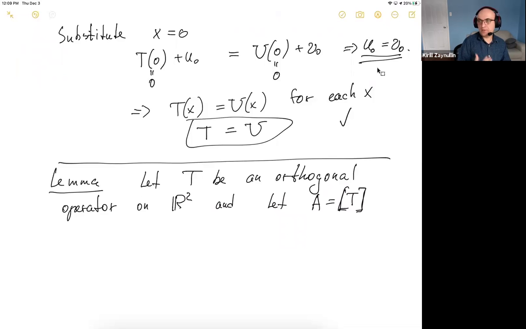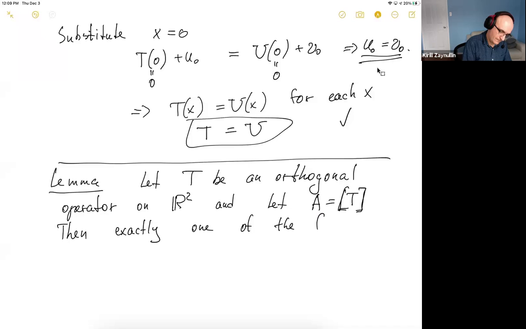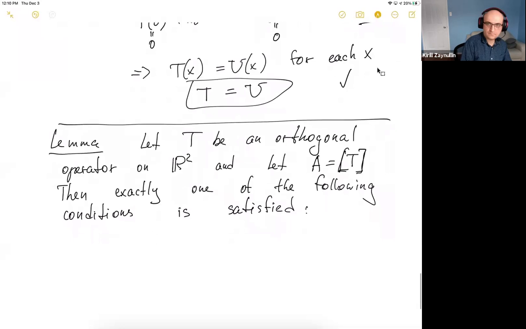So we know that such a matrix is orthogonal, right? So it satisfies the condition A times A transpose is the same as A transpose times A is the same as the identity matrix. Well, then exactly one of the following conditions is satisfied. So there are actually two choices for T.